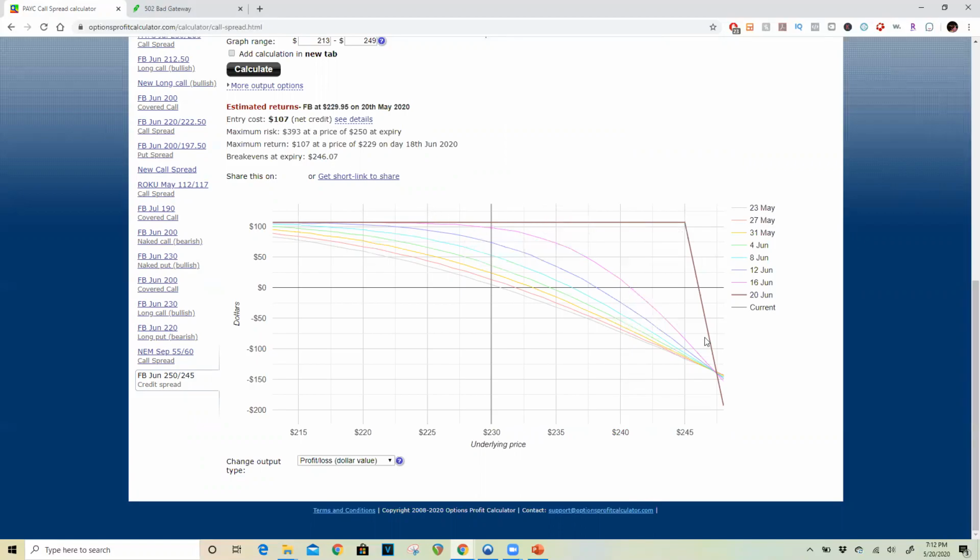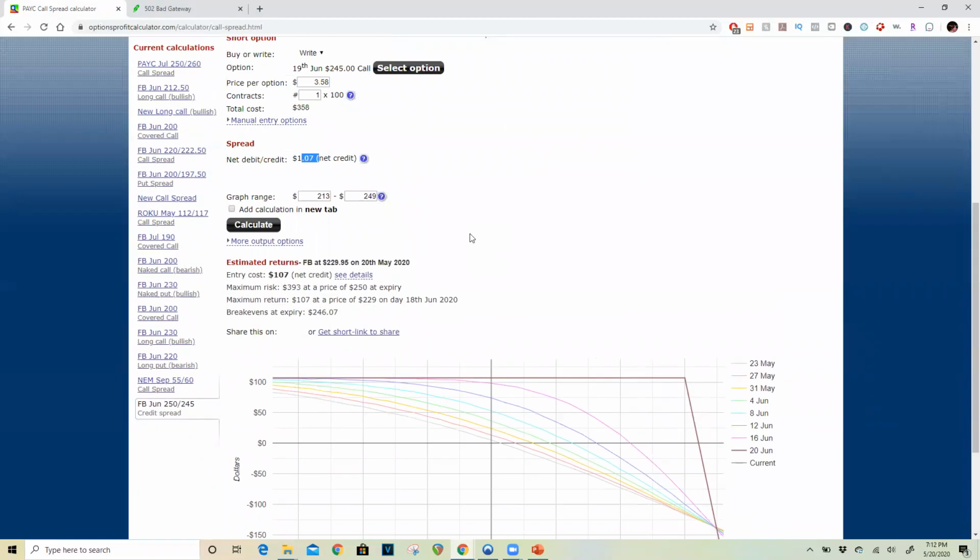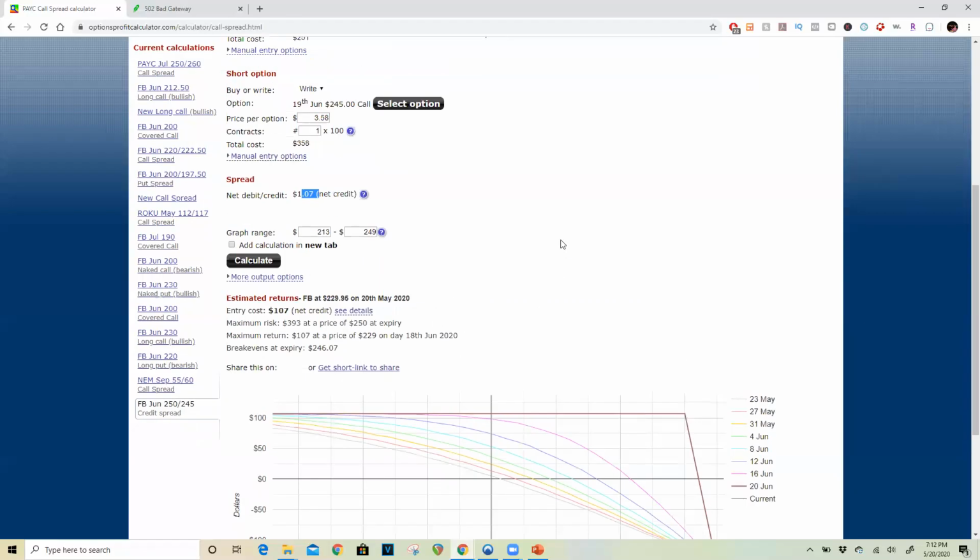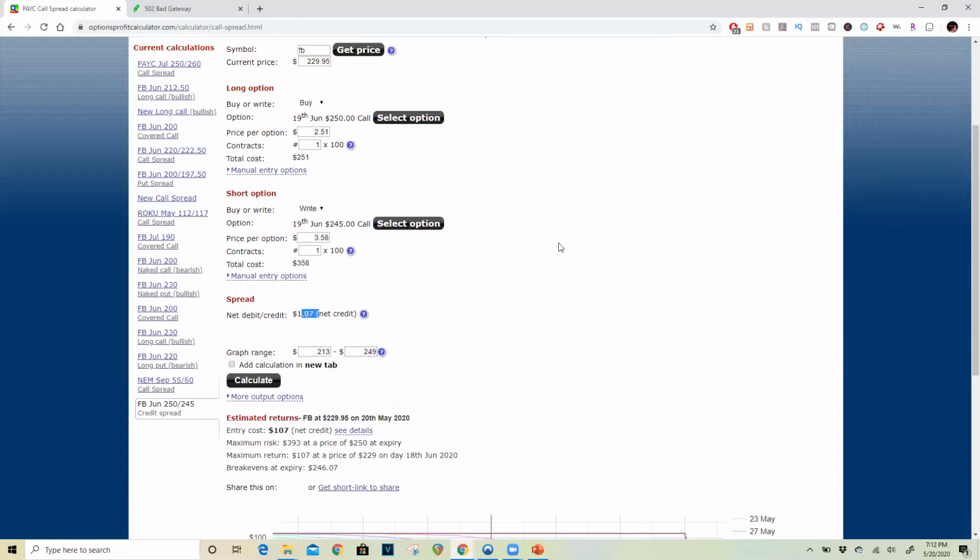It's only above this break-even price of $246.07 that you start losing some money, and your risk is capped at $393. So this is a very effective strategy because even though your risk-reward doesn't look that great, the probability of this credit spread being successful is a lot higher.